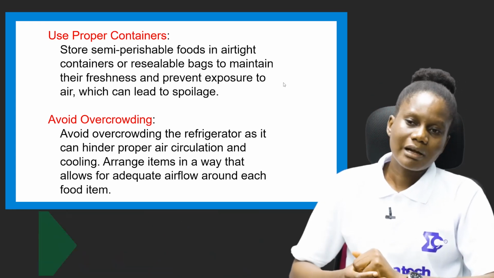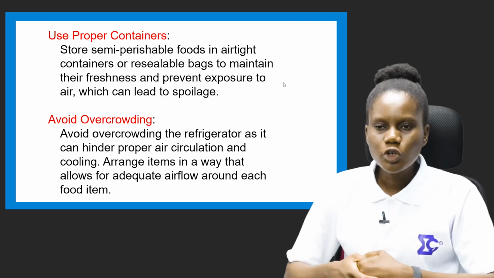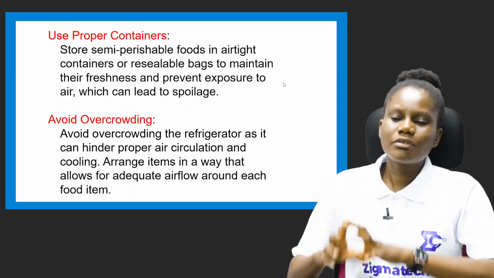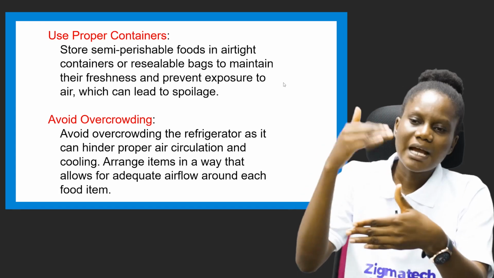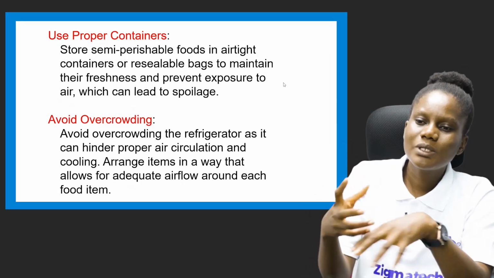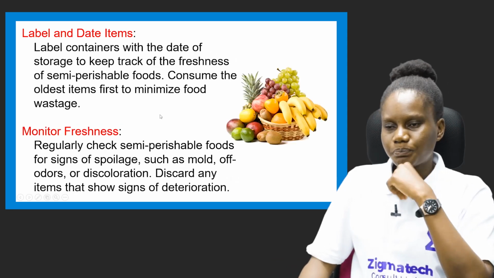The next is avoid overcrowding. We talked about this also in the perishable goods and foods. Avoid overcrowding the refrigerator as it can hinder proper air circulation and cooling. Arrange items in a way that allows for adequate airflow around each food item.